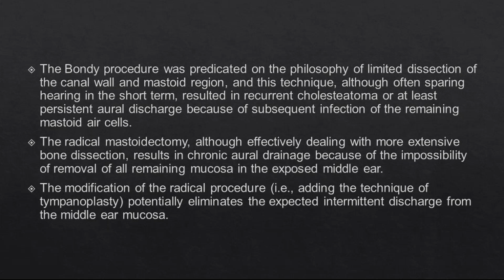Okay. So radical mastoidectomy, although effectively dealing with more extensive bone dissection, results in chronic aural drainage because of impossibility of removal of all remaining mucosa in the exposed middle ear. So here, in the radical mastoidectomy, you don't graft, because whatever remnant tympanic membrane is there along with the annulus, everything you remove. So there is no question of grafting. So that is what they are saying.